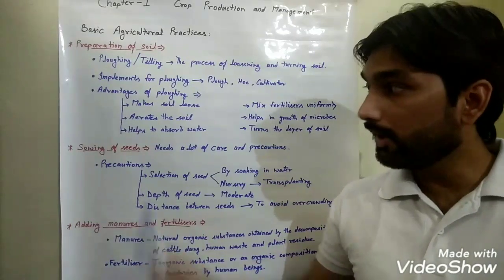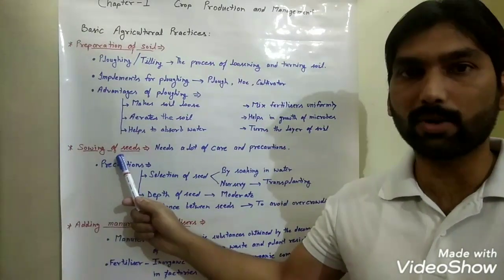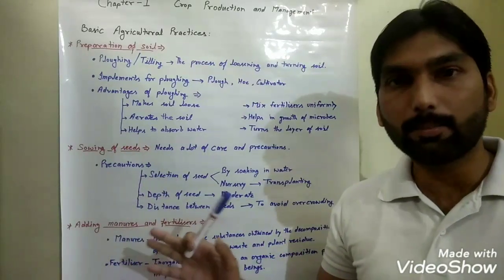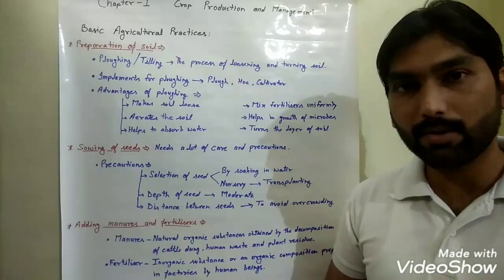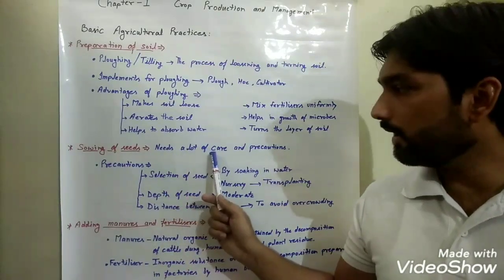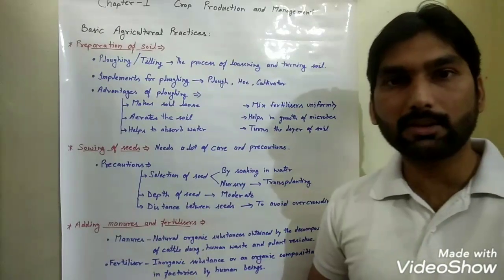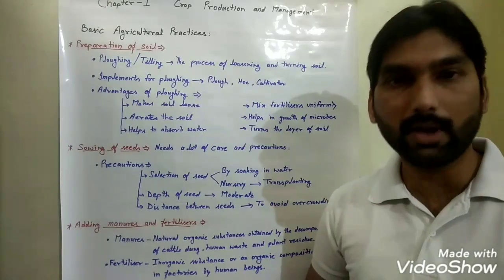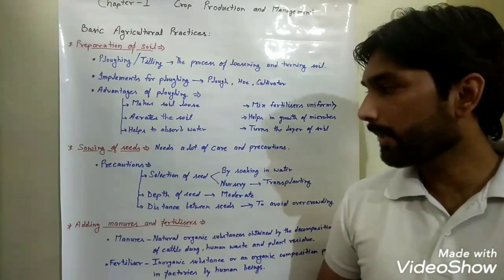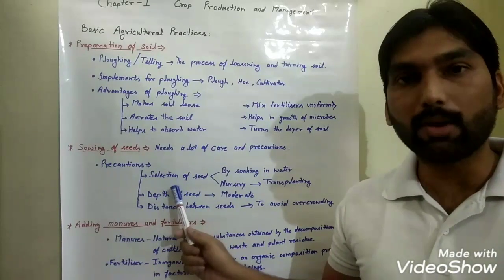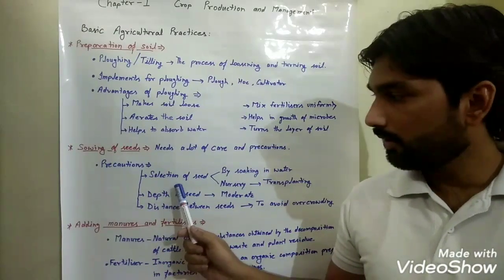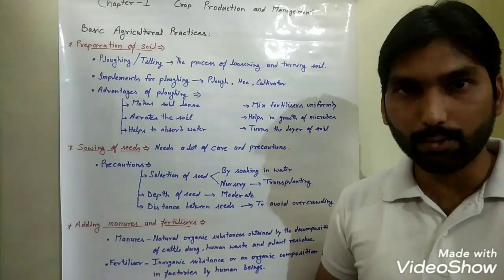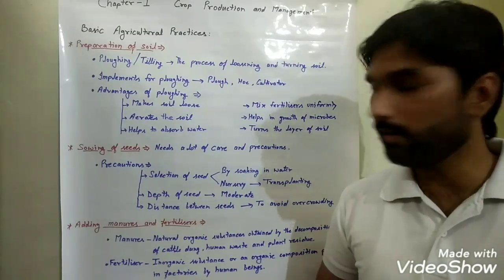So students, the next step in crop production is sowing of seeds. It is the most important part in agriculture because it needs a lot of care and precaution. So here we will see what precautions we must keep in mind while sowing the seeds. We must be very careful about the selection of seed so that we select only good, healthy and viable seed to achieve better crop productivity.